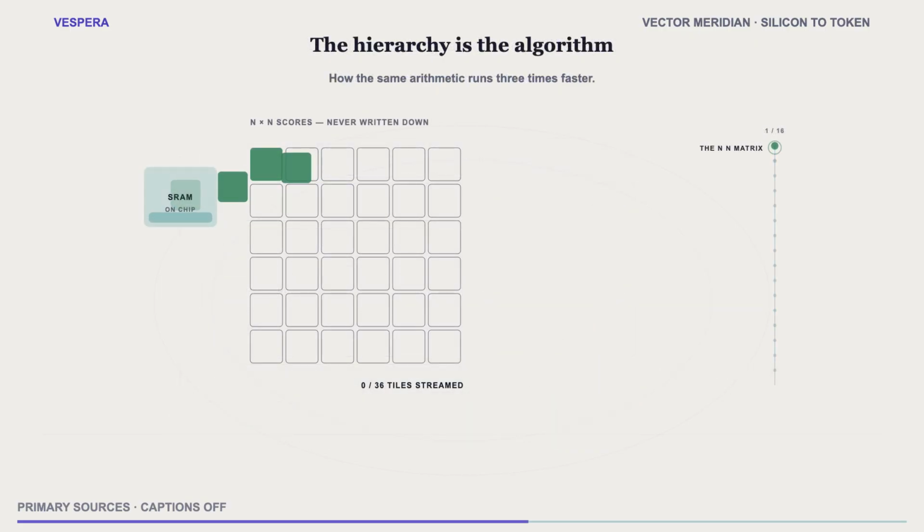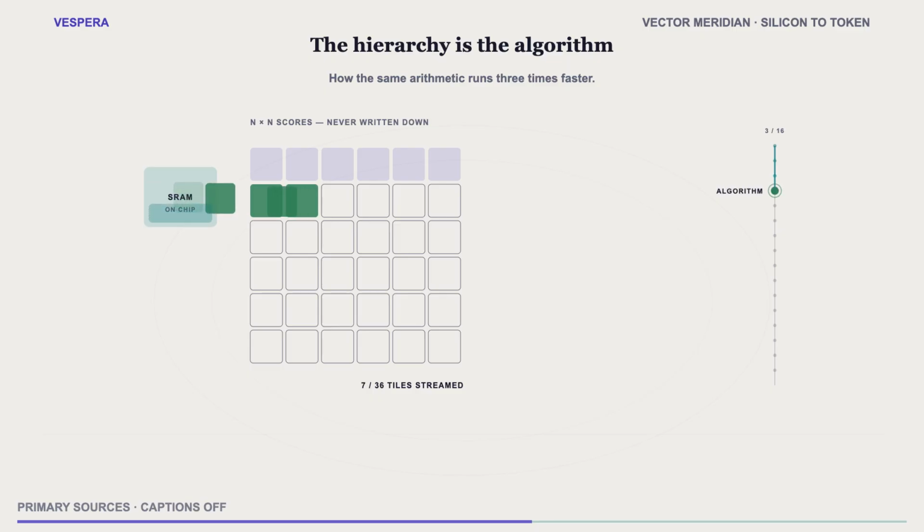Now, the payoff of this entire act, because there is one result that demonstrates the whole argument better than any other, and it is worth understanding precisely. The attention operation in a transformer computes for each query a weighted combination of values with weights from the similarity between that query and every key. In the naive implementation, you build the full attention matrix, every query against every key, apply a softmax and multiply by the values. That matrix is quadratic in the sequence length. At 16,000 tokens, it has 256 million entries per head. It does not fit in any cache.